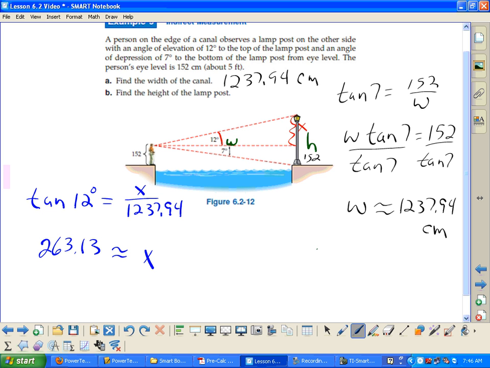So then to find the height of the lamp post, I have to add 152 centimeters to that. So that would give us 415.13 centimeters. So the height of the lamp post would be 415.13 centimeters. All right, and they weren't asking for feet, so we're good with our centimeters. We could convert it if we wanted to, but we're good there. So that is all of the examples for applications of trig functions.